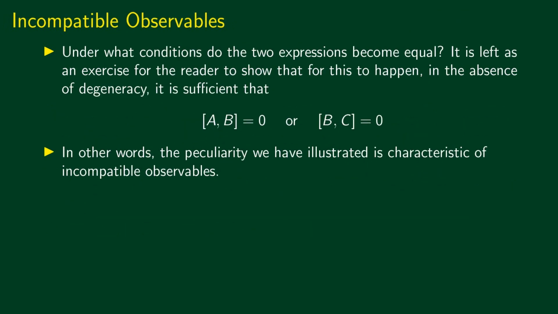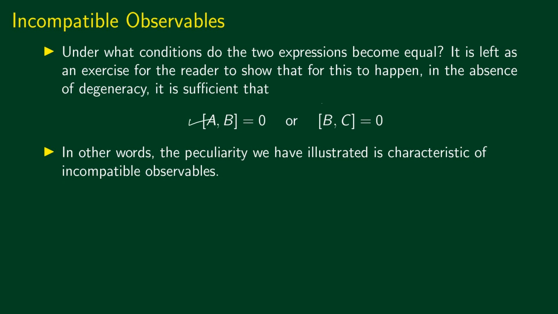Under what conditions do the two expressions become equal? We had two expressions before: one for the case where you make an intermediate B measurement, and the second for the case where you do not. Now it's easy to show that if the observables are compatible, either A and B or B and C, in the sense that their commutator is 0, then both the predicted probabilities will become equal. This means that the situation that we have described is characteristic of incompatible observables.